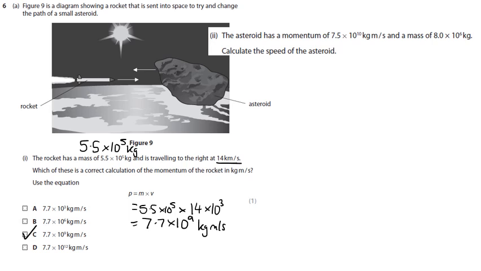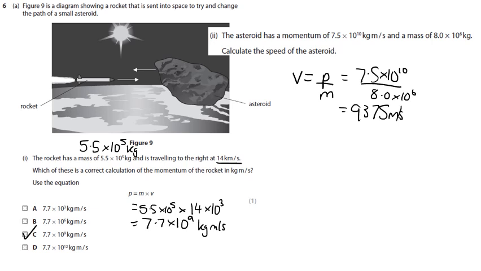And then using that equation again, we want to find the speed of the asteroid if we know the momentum. So just rearrange the equation for v: p divided by m. So 7.5 times 10 to the 10 divided by 8.0 times 10 to the 6. So we find the speed of the asteroid is 9375 meters per second. Or if you want to write it to the same precision as the question, two significant figures, 9,400.